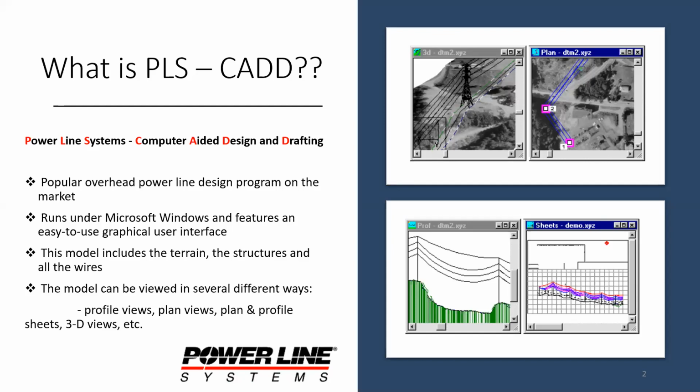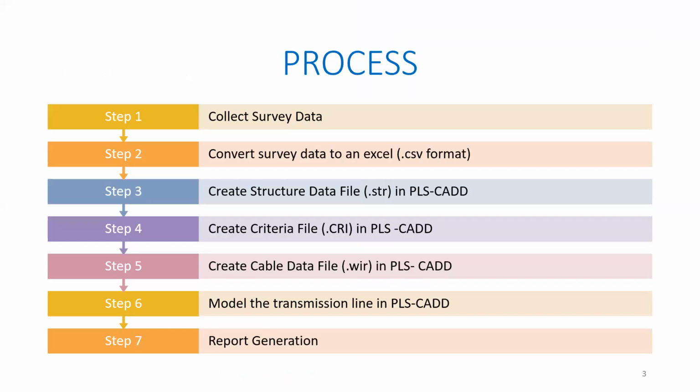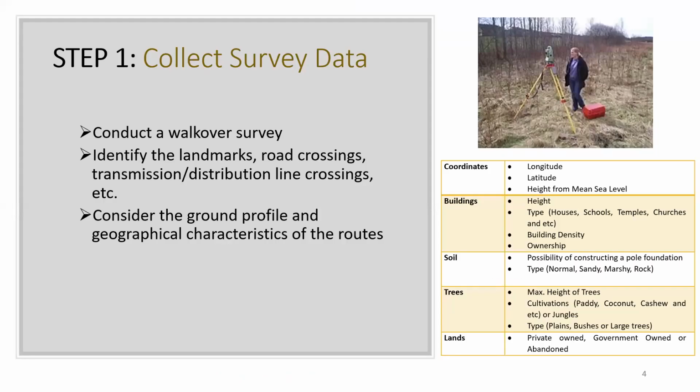So basically, this is the process of designing a transmission line using PLS-CADD software. I have divided the whole process into 7 steps, and I will go through each step in the further slides. Moving on to the first step, before you design a transmission line, the first thing you have to do is to select the location, and identify the starting and ending points of the transmission line.